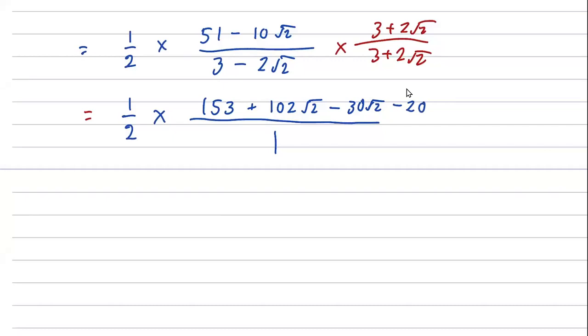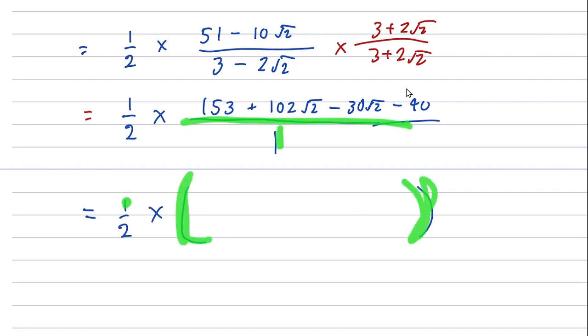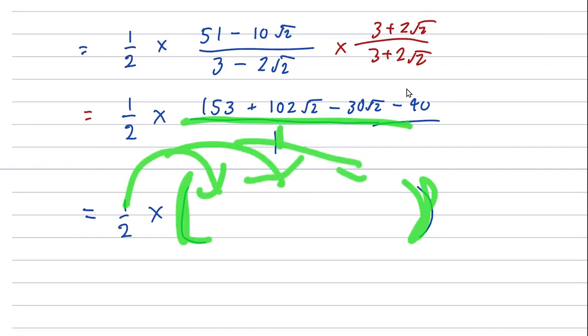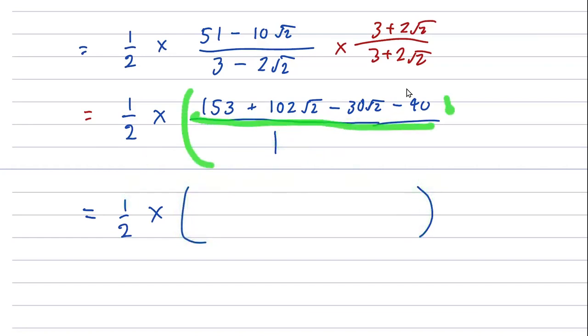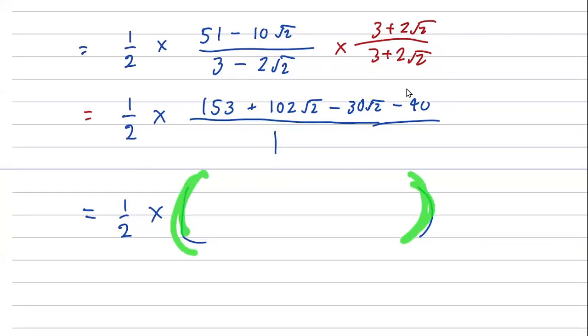Root 2 times root 2 is 2, so 20 times 2 is 40. I'll simplify straight away, minus 40. Don't forget the half times, divide by 1, can throw away. Don't forget the bracket. Once you drop the fraction, you have to put brackets because the half needs to be distributed. The beauty of writing a fraction is that you don't need to put brackets. But once you drop the fraction, because the denominator is a 1 and you throw away the denominator, you have to put in the brackets already.